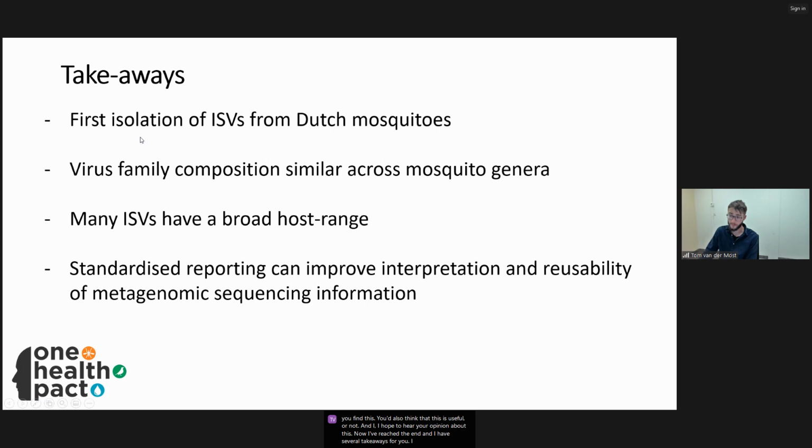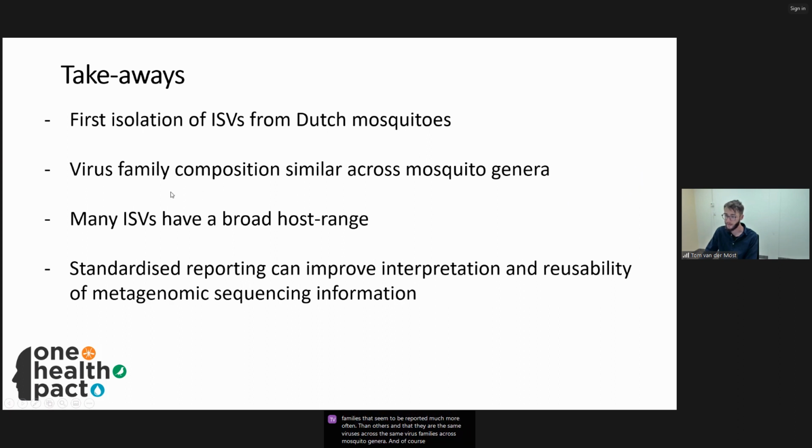I've managed to isolate for the first time insect-specific viruses from Dutch mosquitoes, getting an initial idea of what is actually there, and being able to study these viruses, which is very exciting. We compiled a lot of information, and by doing so, we were able to say something about the family composition across different mosquito genera, finding these families that seem to be reported much more often than others, and that they are the same virus families across mosquito genera.